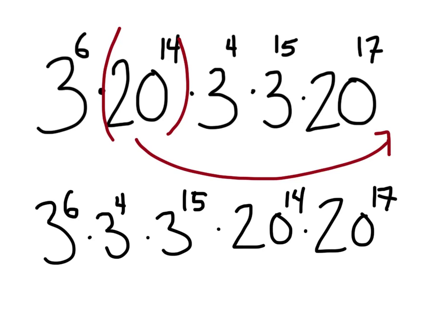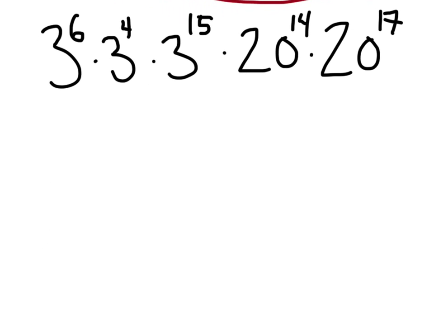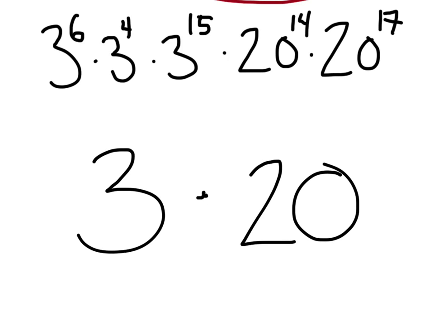Well, I'm just showing you that you can move them first. So the question is, what are my two base values? 3 and 20. Very good. You got a 3, and you got a 20, right? They're multiplied together, but the answer is going to be in exponent form. Anyways, so we have the two bases, right?